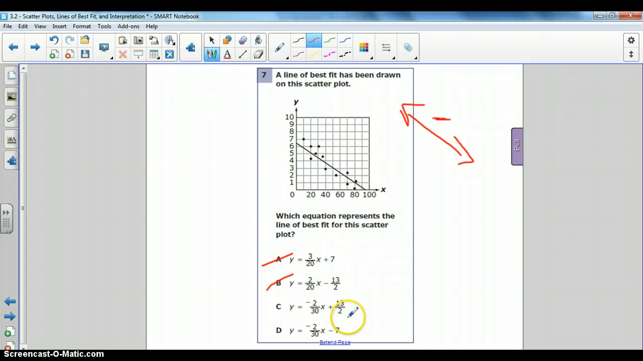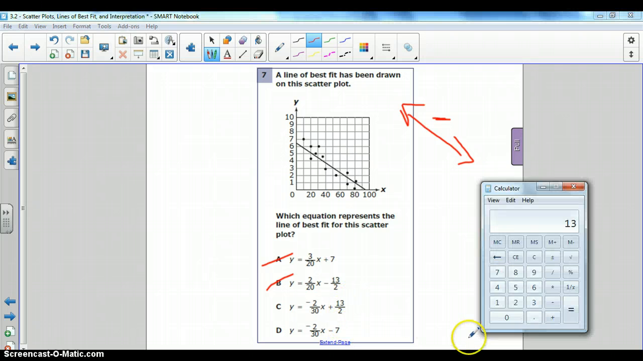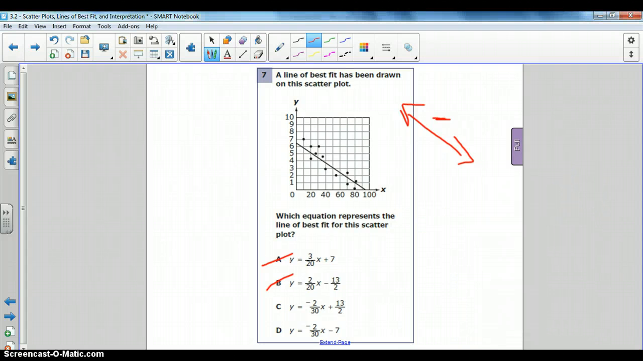Okay, so does it cross the y-axis at 13 over 2 or at negative 7? Okay, 13 over 2 is just 6.5, or does it cross at negative 7? Okay, it crosses at positive 6.5. So we know the answer is C. See, you didn't even have to know that much. We got rid of 2 answers because this is a negative, and then the difference between our equations was the y-intercept. 6.5 positive or negative 7? It's 6.5.